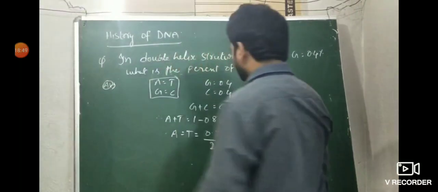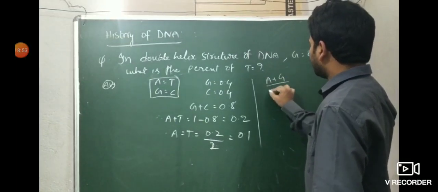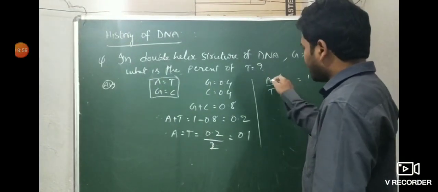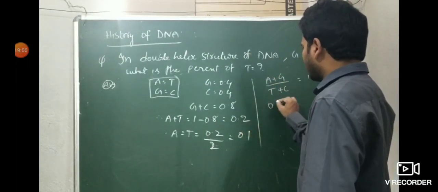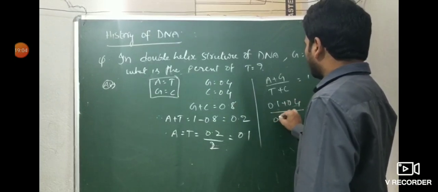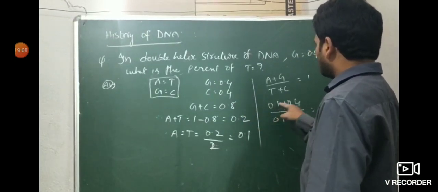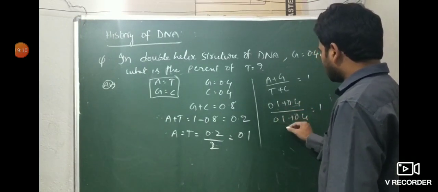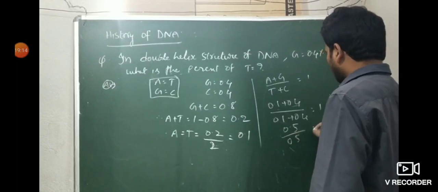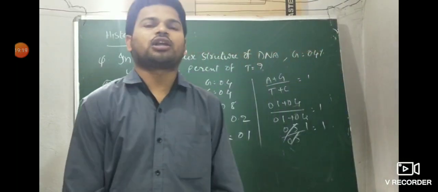Let's check the verification. A plus G by T plus C equals 1. This is the Erwin Chargaff rule. Adenine is 0.1, guanine is 0.4, thymine is 0.1, cytosine is 0.4. So 0.1 plus 0.4 is 0.5, and 0.5 by 0.5 equals 1. That is nothing but the Erwin Chargaff rule.